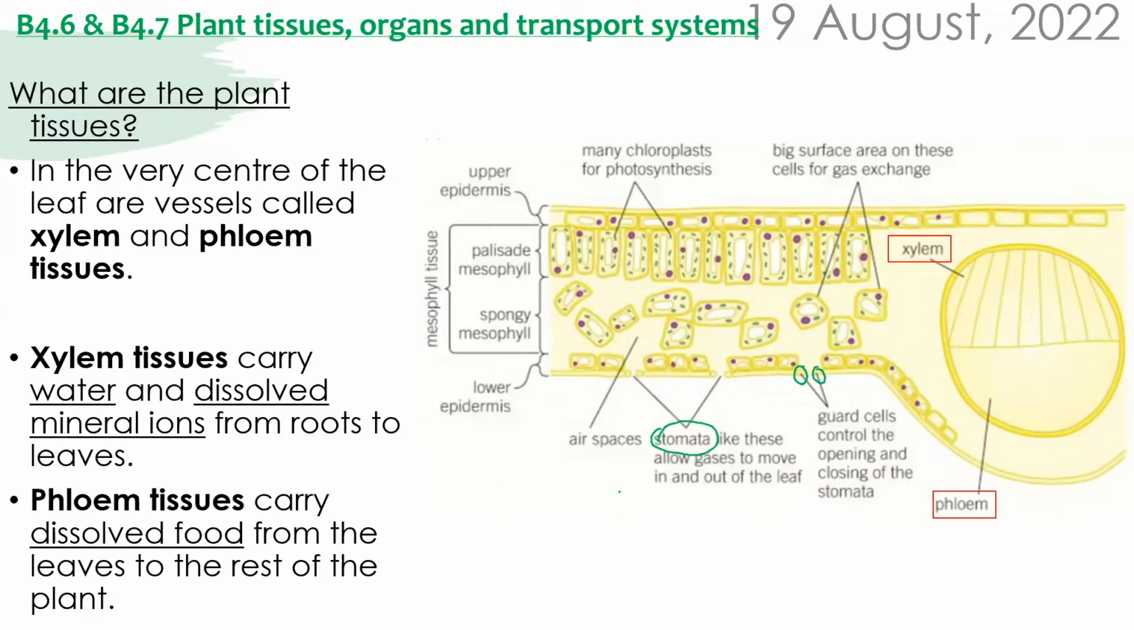So in the center of the leaf, we're going to go over here a bit to the xylem and phloem tissues. We're going to go into more detail of these. Xylem tissues carry water and dissolved mineral ions from the roots at the bottom to the leaves. Phloem carry dissolved food, so glucose, from the leaves to the rest of the plant.